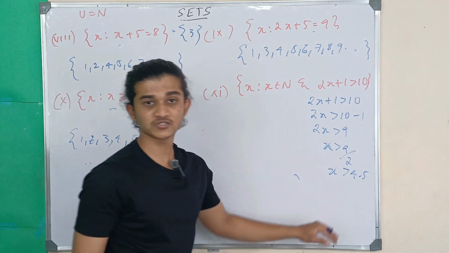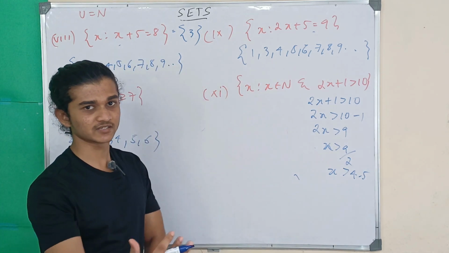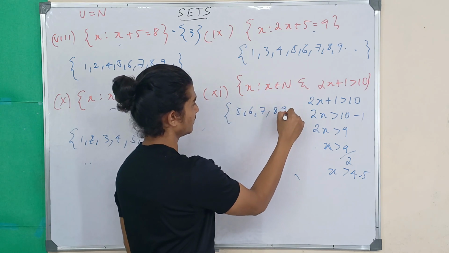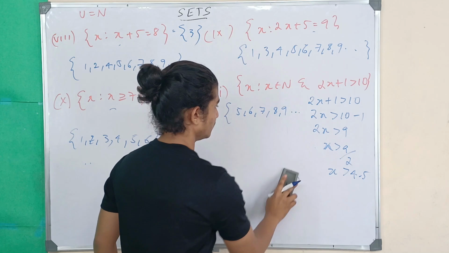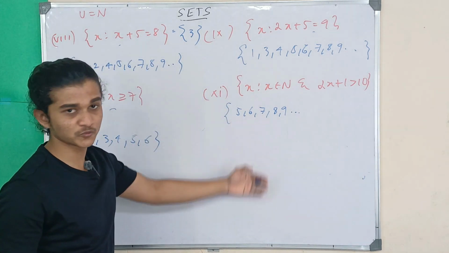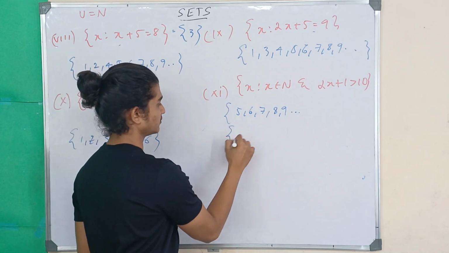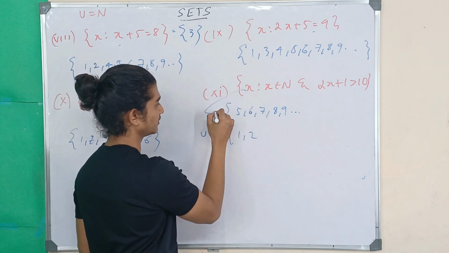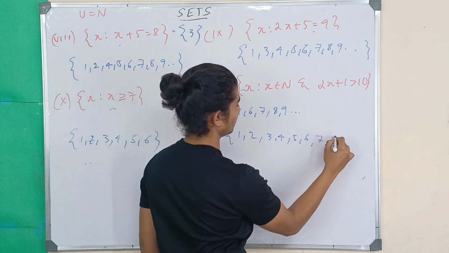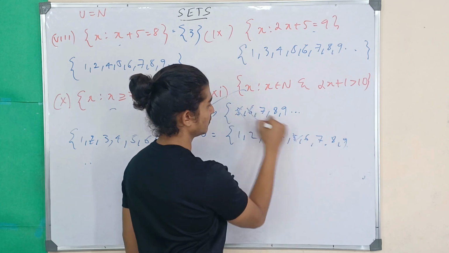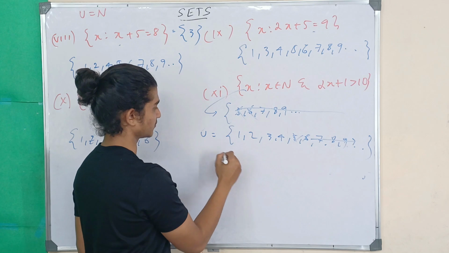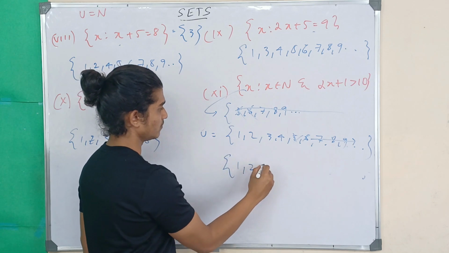So what are all the natural numbers greater than 4.5? Starts with 5, 6, 7, 8. So the answer for this is 5, 6, 7, 8, 9, and so on. If you remove all these numbers from our natural numbers, which is the universal set, your answer is going to be, so this is your universal set, 1, 2, 3, 4, 5, 6, 7, 8, 9. If you remove this, everything from here gets removed and you're left with these numbers. So your answer for this problem is 1, 2, 3, 4.